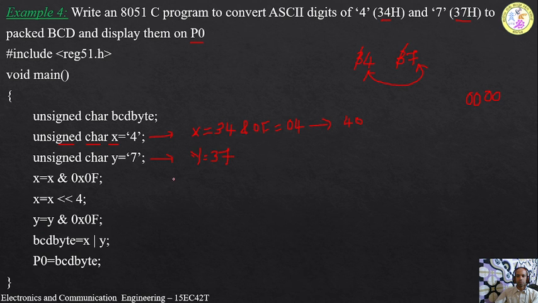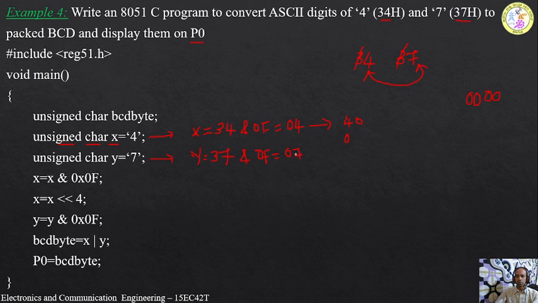Now I will take the number y, which is equal to 37, and do the AND operation with 0F. 0 AND with anything is 0. F AND with 7 is 7. Now 7 will be stored in variable y. Then what I will do: BCD byte is equal to x OR with y. BCD byte is nothing but the variable declared to store the result, that is equal to x OR with y. What is x now? x is equal to 40.